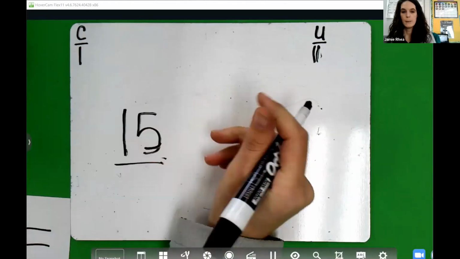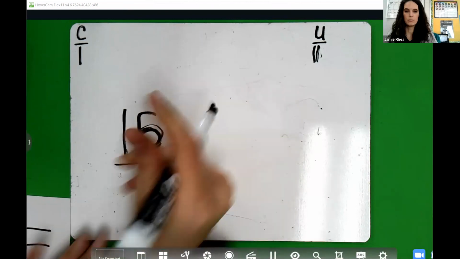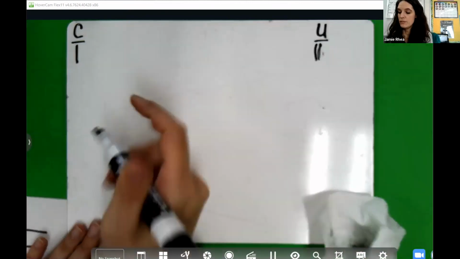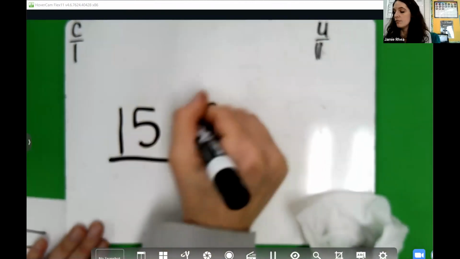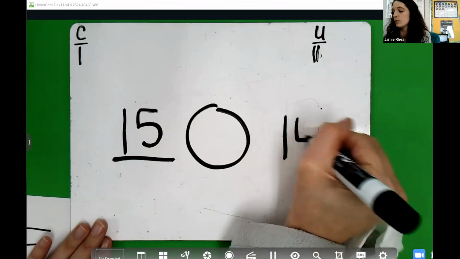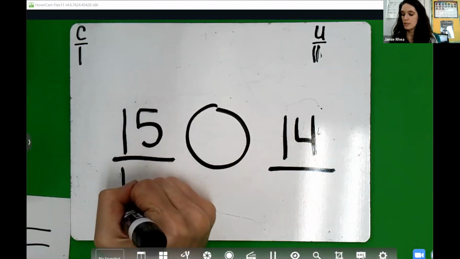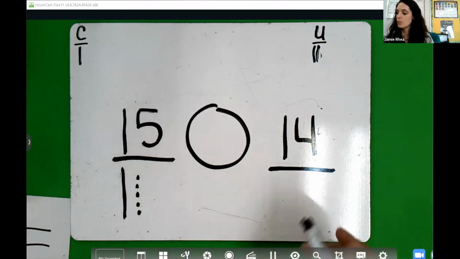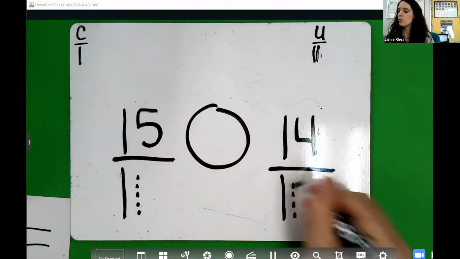I'll pause so we can write it. 15. Oh, my marker's all messed up here, guys. Sorry. Try it again. 15 is Miss Curry's number, and 14 is our number. Okay, let's draw it out. I have 1 ten, 1, 2, 3, 4, 5 ones. 1 ten, 1, 2, 3, 4 ones.